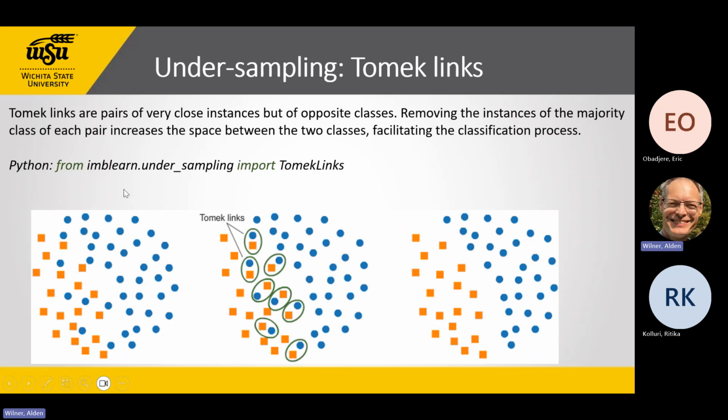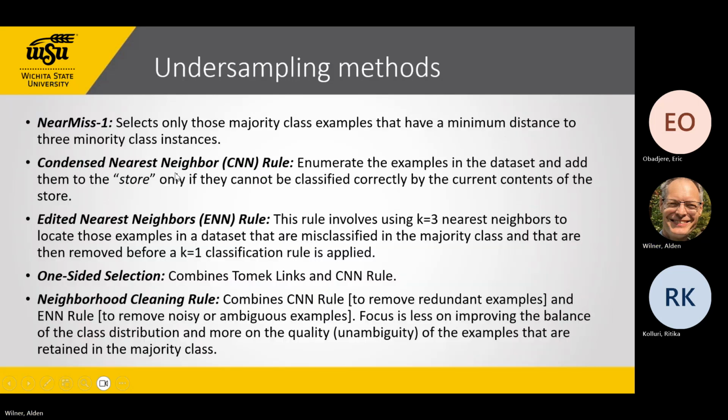So this basically sharpens up the border, puts a little space in there, and allows us to classify more clearly, right? From imblearn.under_sampling, import TomekLinks, and away you go on that.